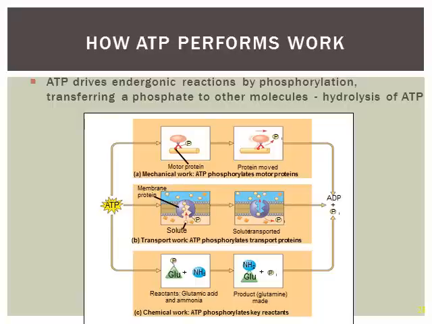All right, and here's that similar diagram again, same kind of idea. And again, in each case, if you look at the diagram, you can see that molecule has been phosphorylated, and that's how we're transferring that energy through the hydrolysis of the last phosphate group off the ATP.